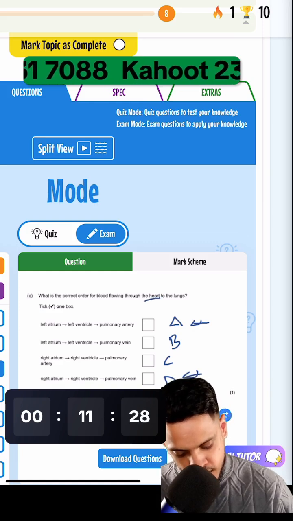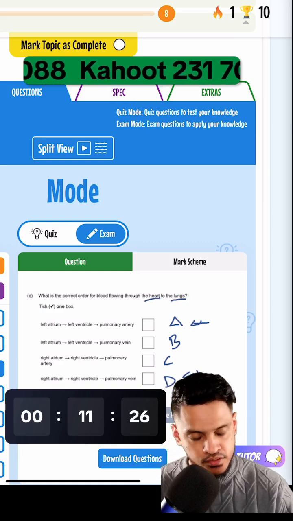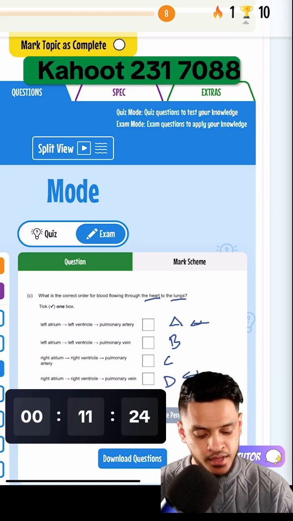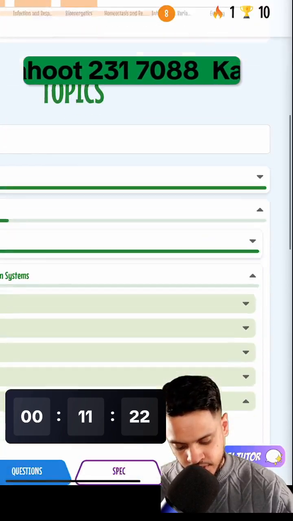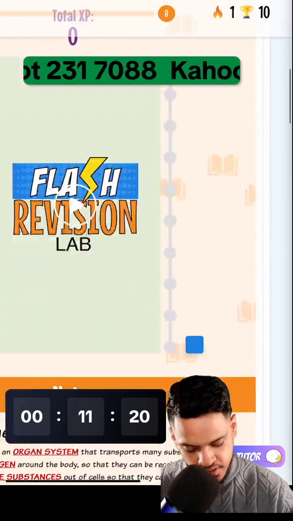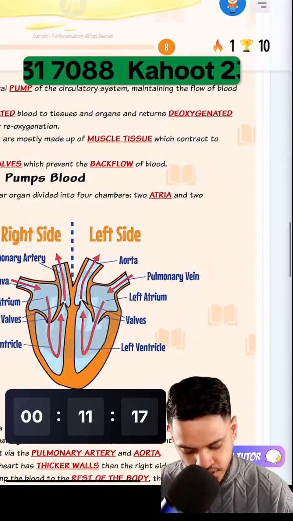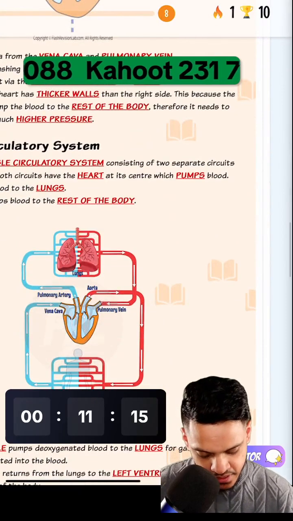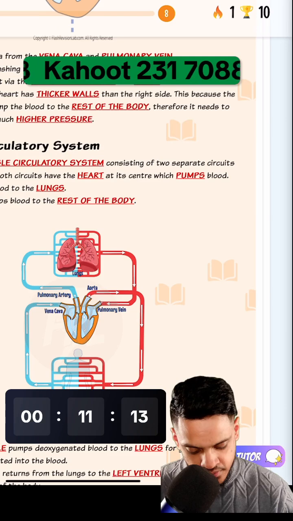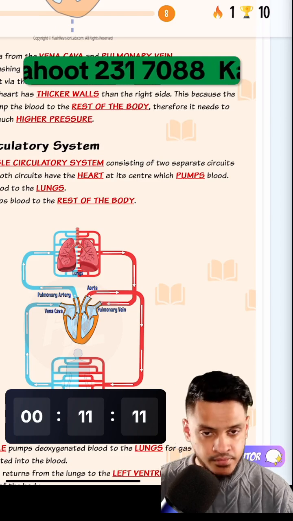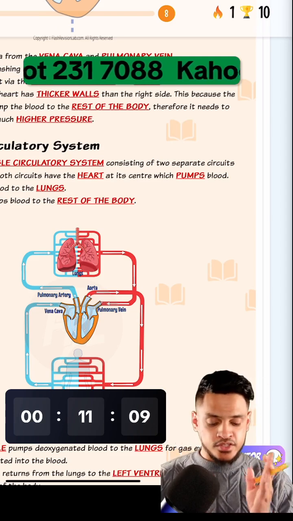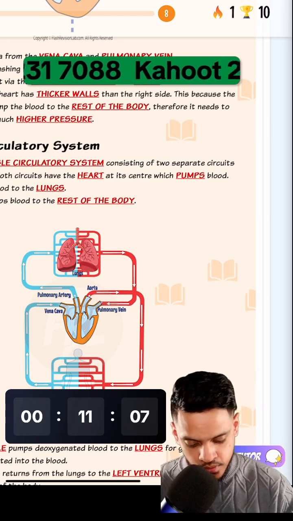So through the heart to the lungs. So that's going to come out through the right hand side, isn't it? Let's look at that diagram again. Can you guys see here? It's coming in through the vena cava and it's going through the right hand side. Remember, in the heart, left and right hand side are switched. And it goes through the heart to the pulmonary artery.